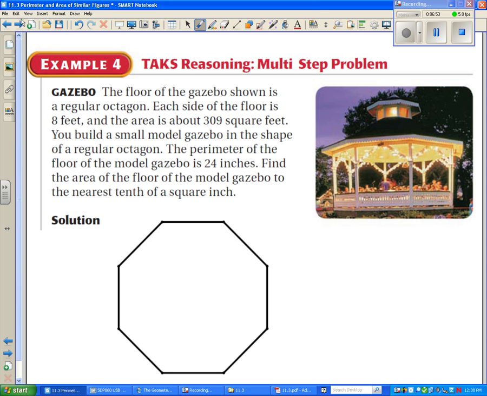Like the floor of a gazebo is shown, a regular octagon. Each side of the floor is 8 feet. Notice I went ahead and drew an octagon. Draw this in your notes because you're going to need it. And then it says the area is 309 square feet.